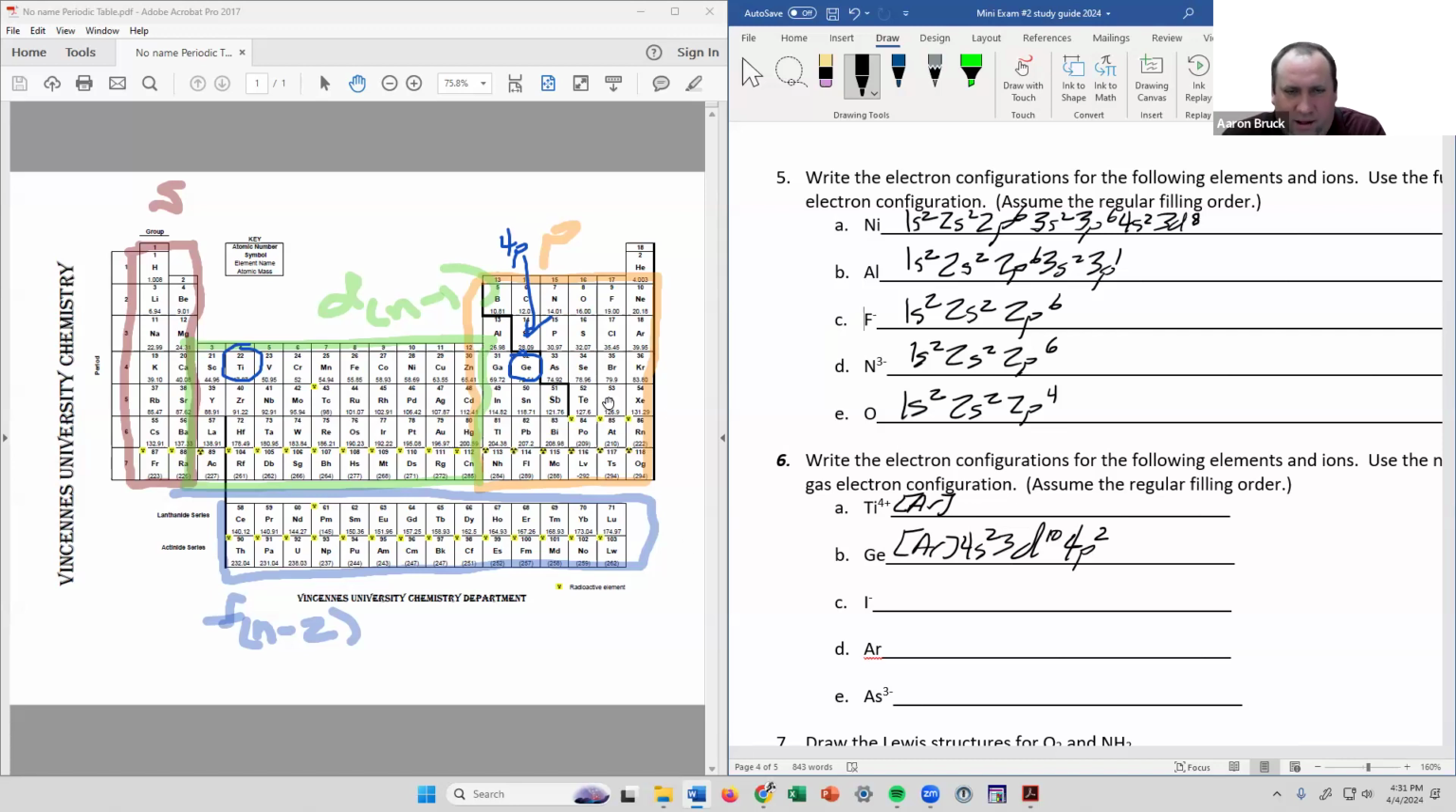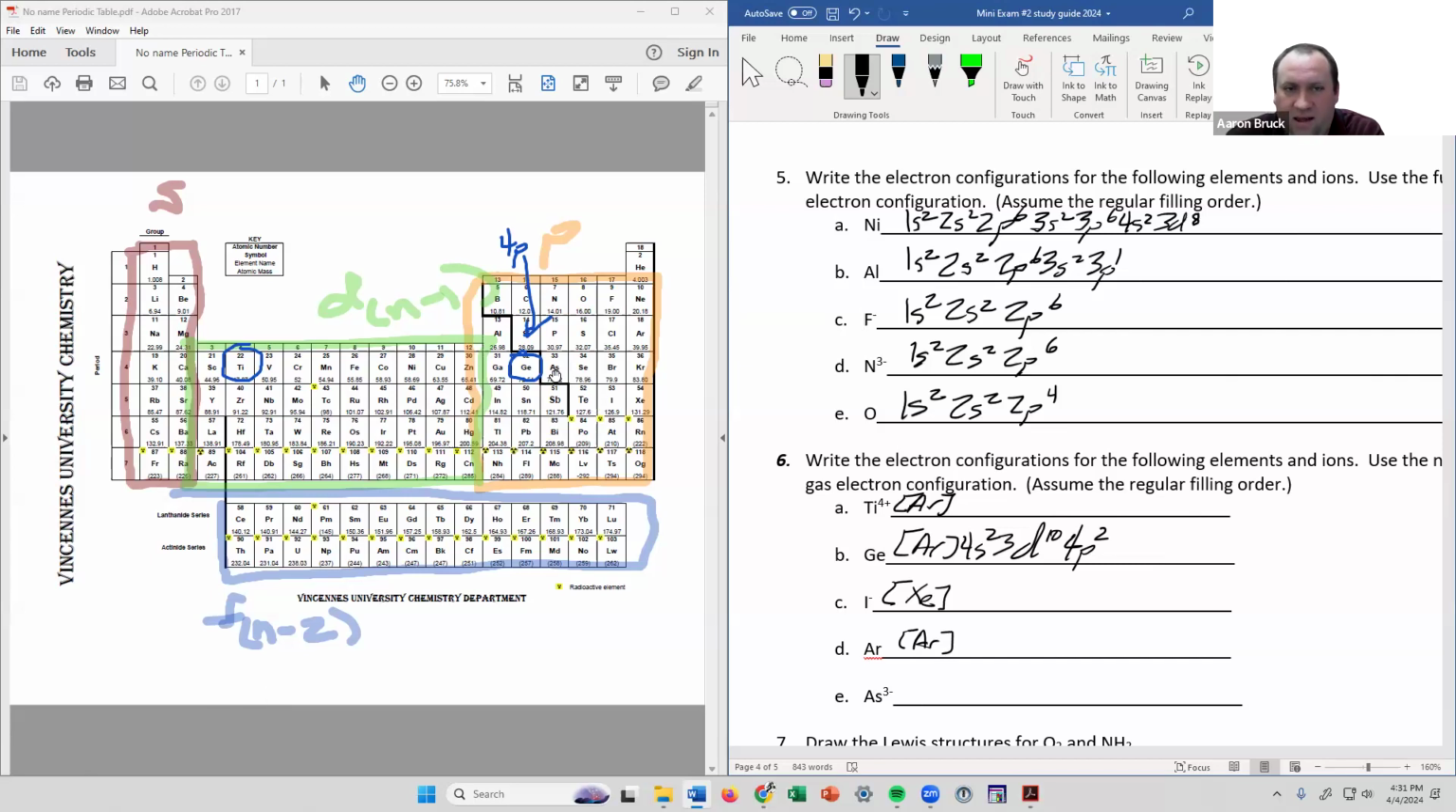For iodine, iodine is right here, but we're talking about iodide, I minus. So one more electron is going to move it to the configuration of xenon. If we are writing the noble gas configuration of a noble gas, all we need to do is put that noble gas's symbol in brackets and call it a day. And so that's all that we did. Iodide is xenon. Argon is already a noble gas, so we just need to put its configuration as itself.